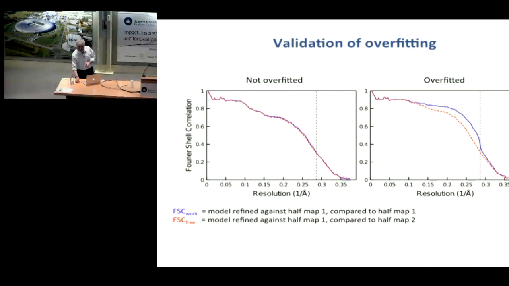That is refinement against the raw images. When you have everything finished, say you have n thousand particles, you divide them, take 90%, refine against that, calculate the prediction error, and so on. That would be the best way of doing that.